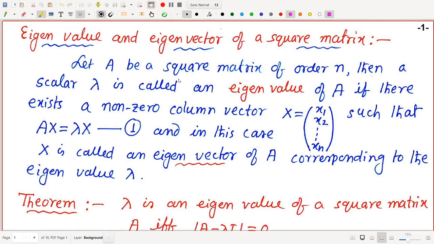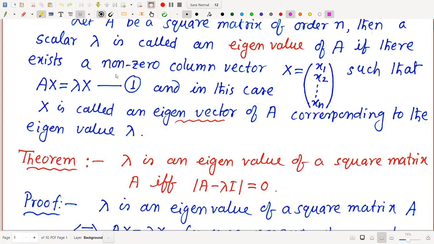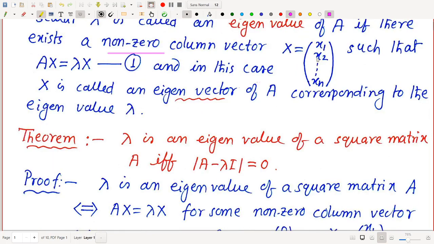Let capital A be a square matrix of order n. Then a scalar lambda is called an eigenvalue of capital A if there exists a non-zero column vector, important is non-zero, column vector capital X equal to x1, x2, dot, dot, dot, xn with n components such that Ax equal to lambda x.